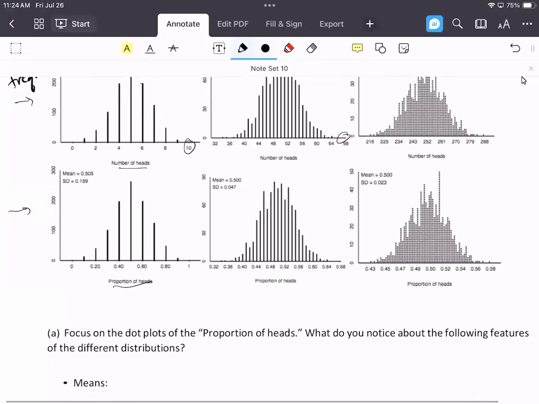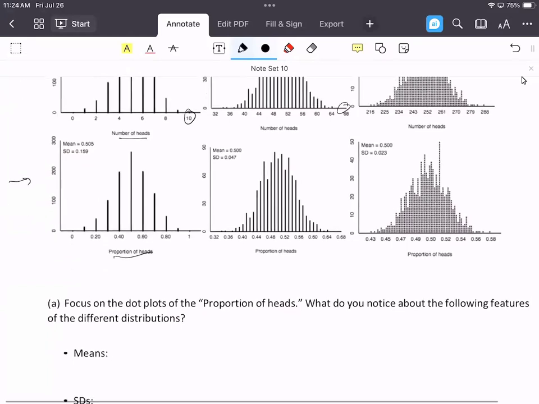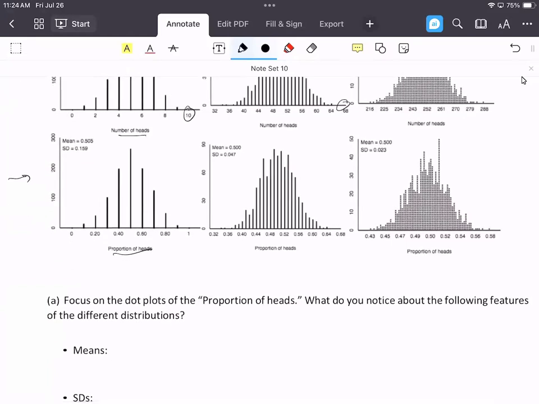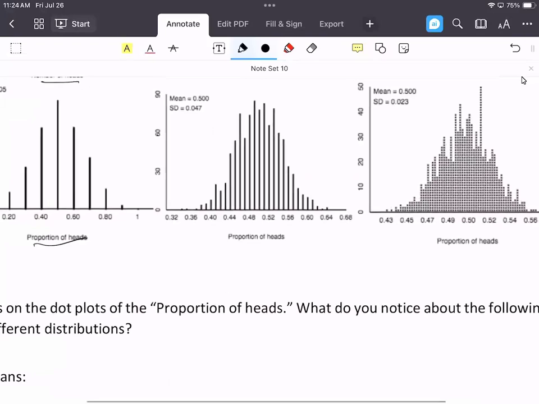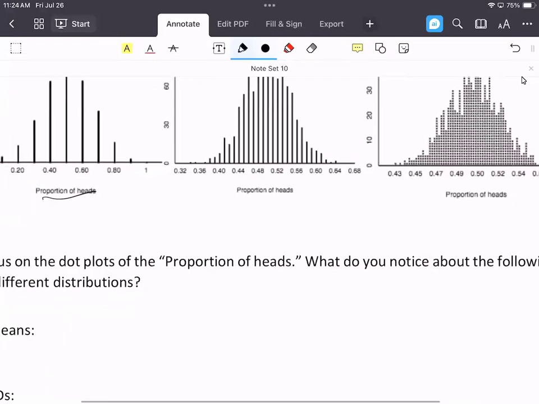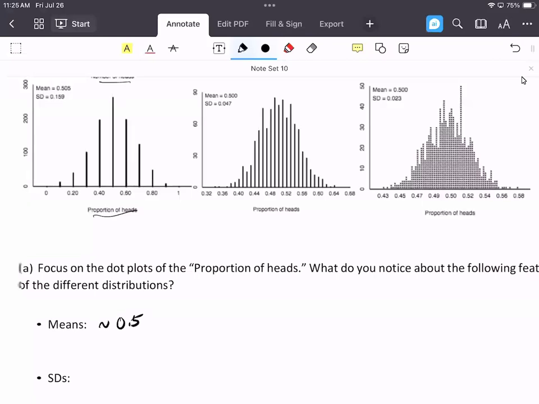Focus on part A, focus on the dot plots of the proportion of heads. What do we notice about the following features of the different distributions? So, the means. Where would you say the means are, roughly, looking at each of these? Blow it up a little bit. And hopefully think, well, they appear to be right about in the center. So the means are around 0.5. And that happens to be the value of p.